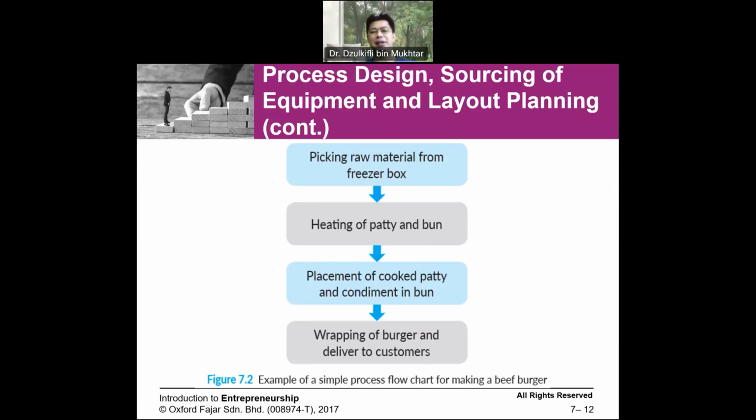Okay, ini biasa. Ini saya rasa diambil from McDonald's. Kita katakan the business process: picking up raw material from the freezer box, heating of patty and bun, placement of cooked patty, and then all that lah. Kamu pun dah tengok macam mana buat burger kan. Dan comparative to this one, saya pun suka observe, even saya suka makan juga, kampung burger. I think there's a nearby kampung burger, tapi dia tak ada standard sangat. Tapi more or less about 30 to 40% of the process is inspired by this.